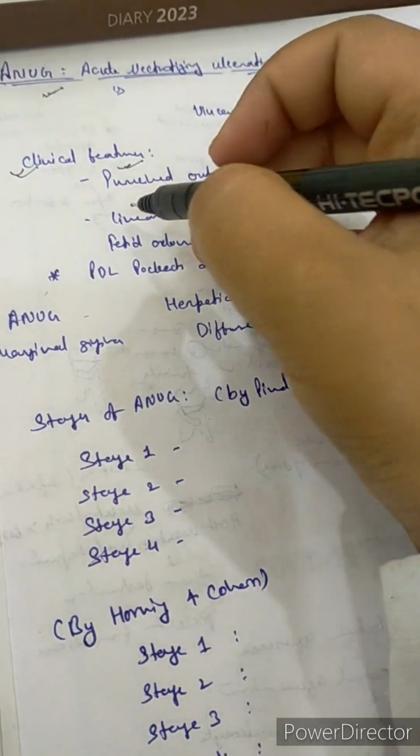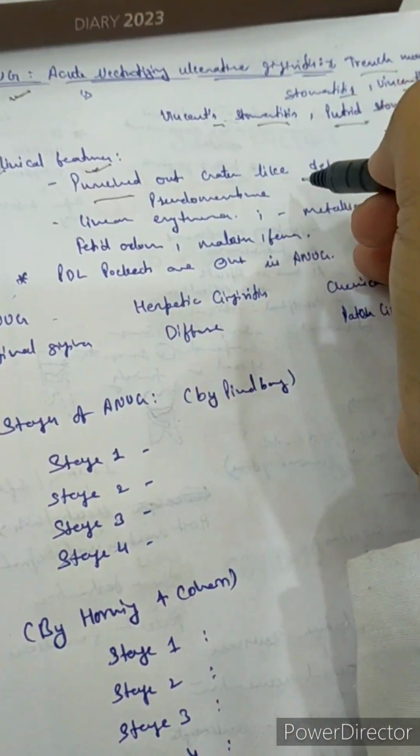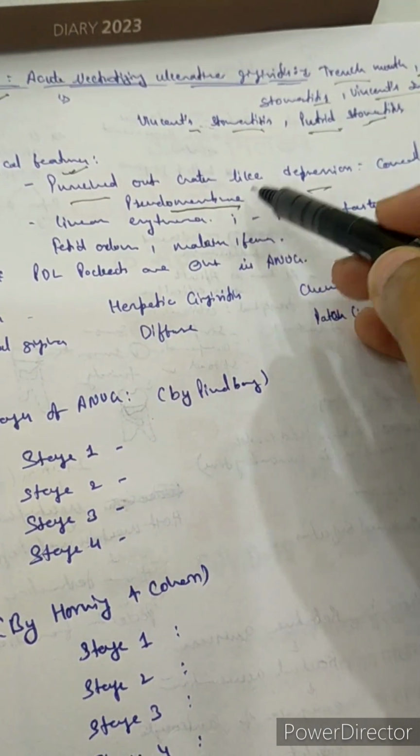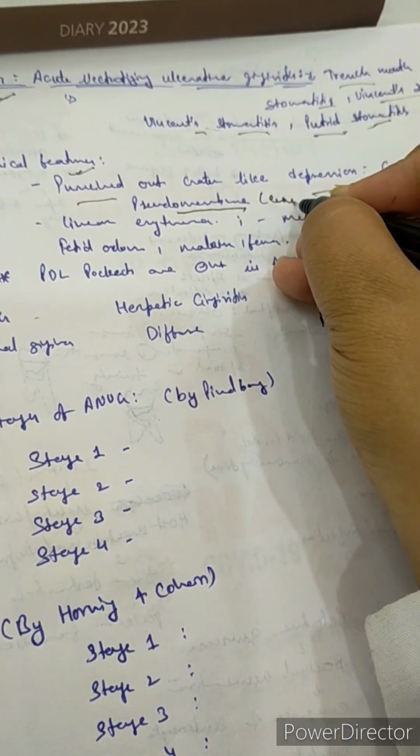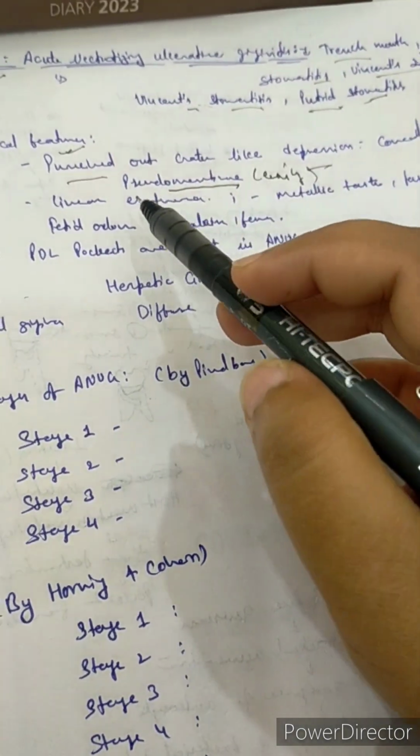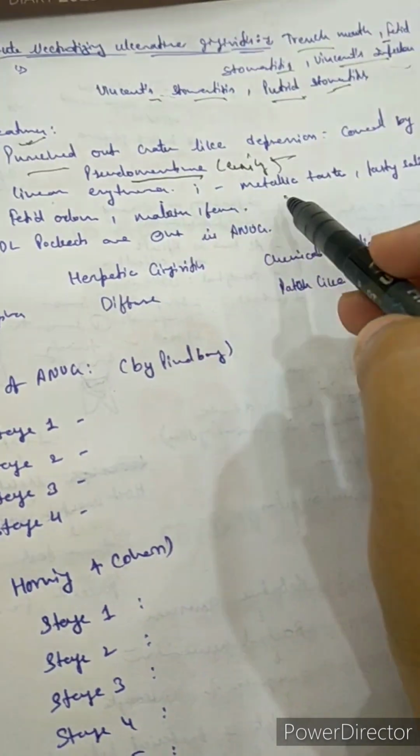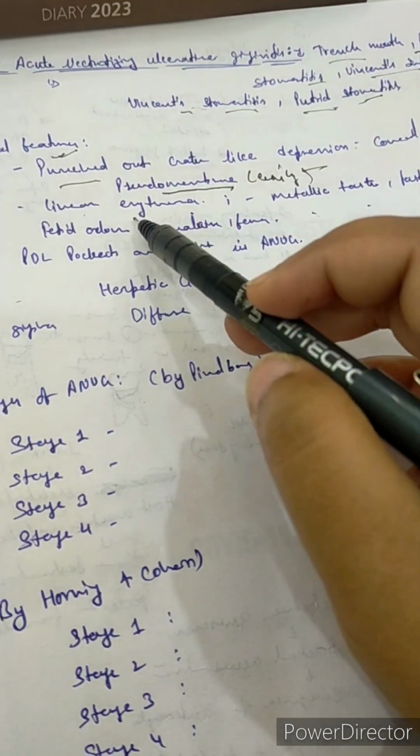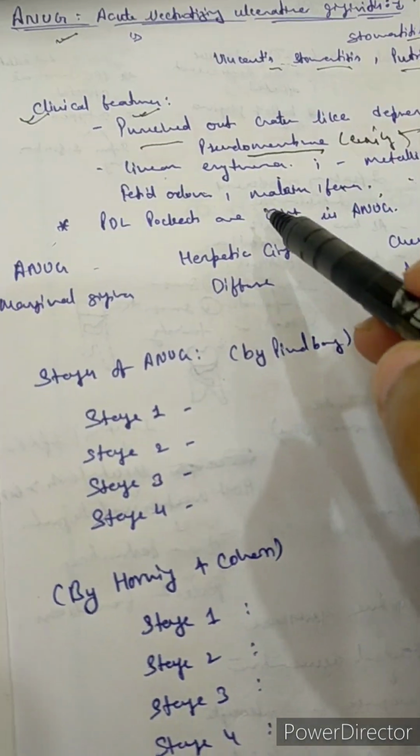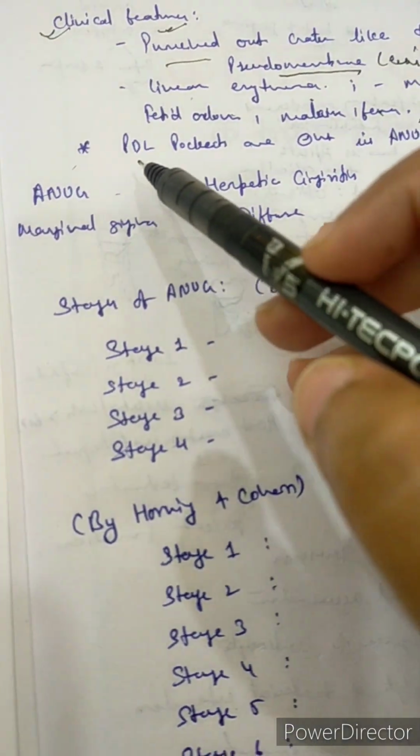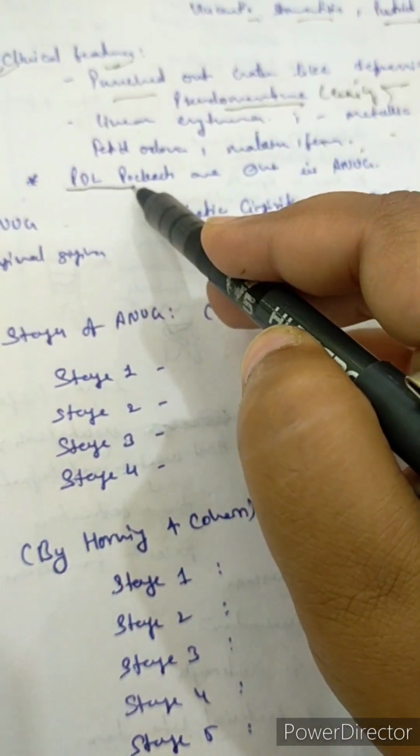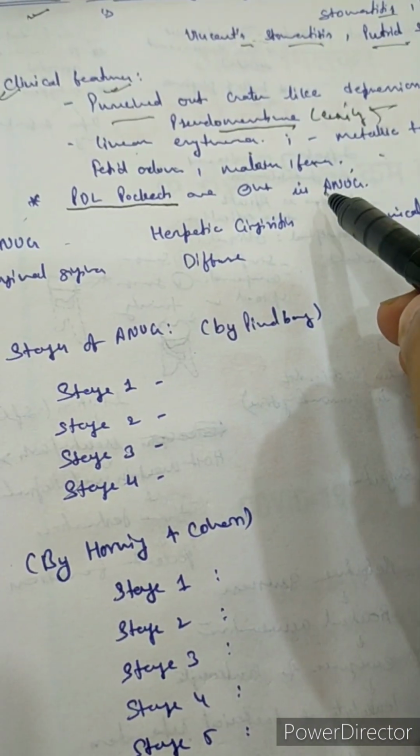What are the clinical features? There are punched out crater like depressions, and these can be covered by a pseudomembrane, and the pseudomembrane can be removed easily, unlike diphtheria, where it cannot be removed easily. You can also see erythema, a metallic taste, pasty saliva, fetid odor, malaise and fever. All these things can also be seen with this. What you are not going to see in this are periodontal pockets. So you are not going to find any kind of periodontal pockets in ANUG.